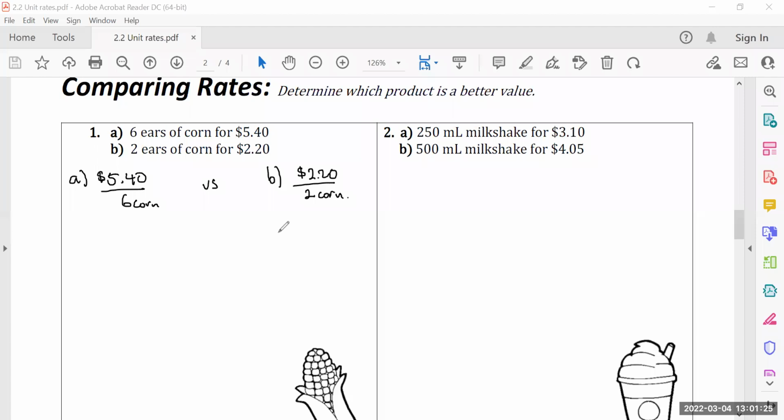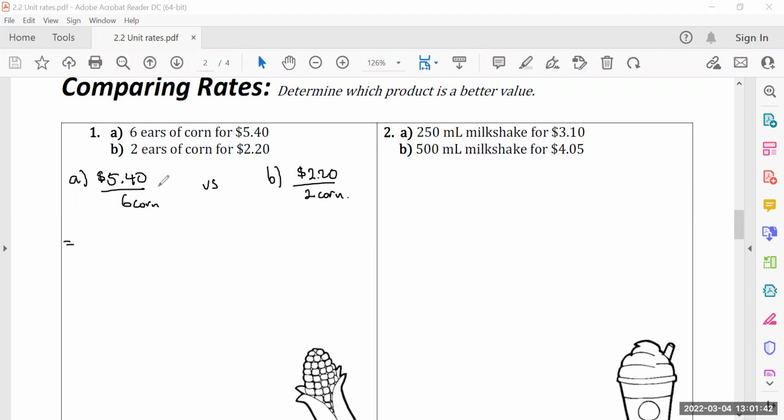Wait, but couldn't you do the same thing for B that you could for A? Like, could you just do 2 corn over? Yeah, absolutely. That's what I mean. You could do it whatever way you want. But for me, it just makes sense for me to say how much money is it for 1 corn. It just makes sense in my head. You can do whatever you want.